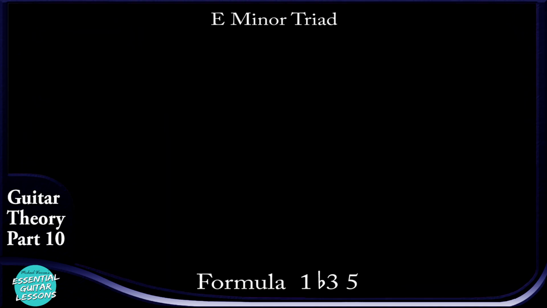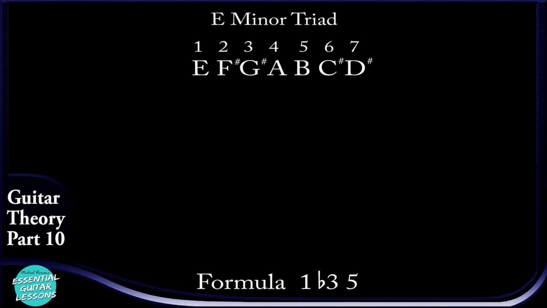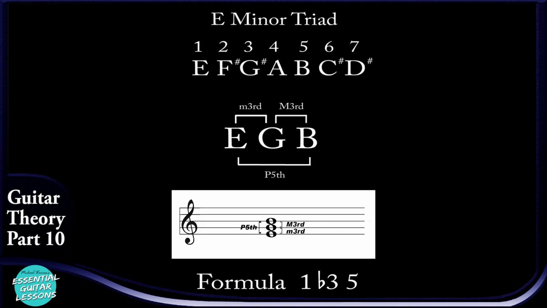So let's do a few more. Let's do the E minor triad. Again, we start with the E major scale. We take the first note, which is our root note, that's E. Now we want to flatten the third note, so just go back a semitone. So it's G sharp, flatten that, makes it G, and our fifth note is still B. So our E minor triad is now E, G, B. We have a minor third from E to G, a major third from G to B, and a perfect fifth from E to B.